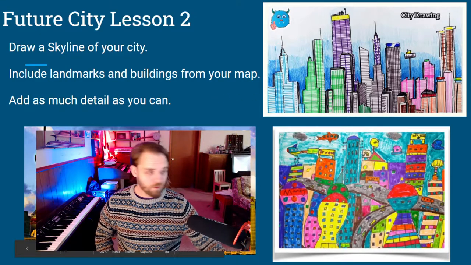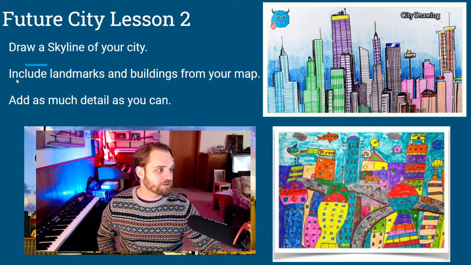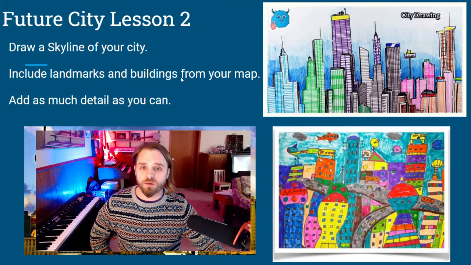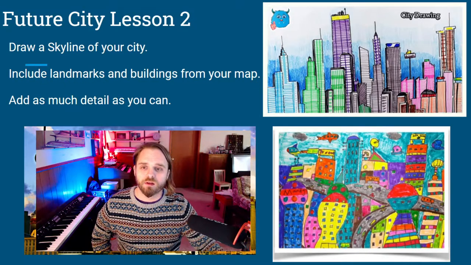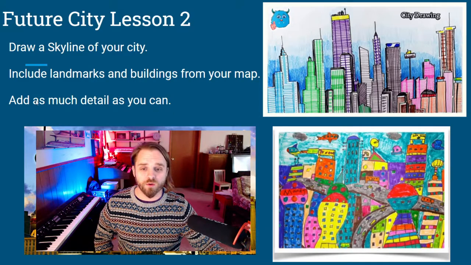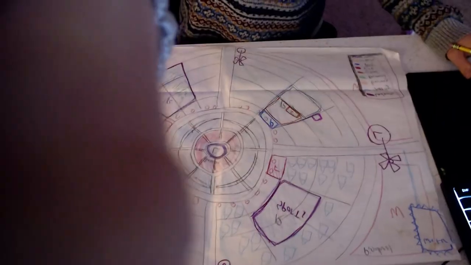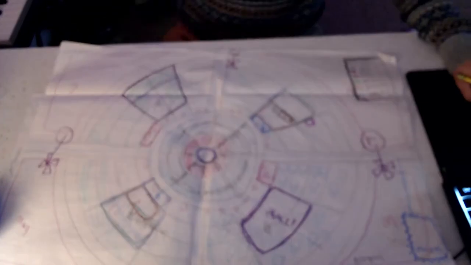So our learning targets here are: draw a skyline of your city, include some landmarks and buildings from your map, and then add as much detail as you can. Aside from that, you do it your way. Okay, so I'm going to make my picture a little bigger and start working on mine. You can start working now if you want. You can draw with me. You can wait till I'm done and draw. It's completely up to you. Let me flip this here.